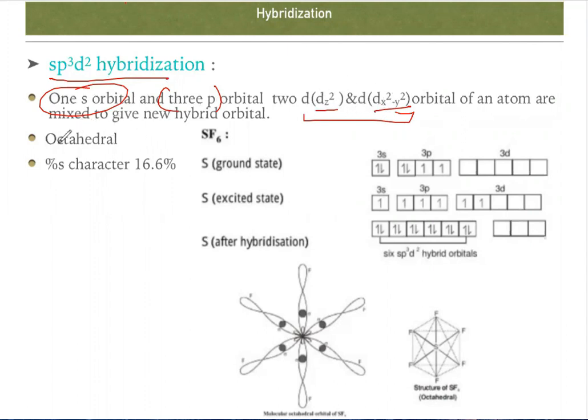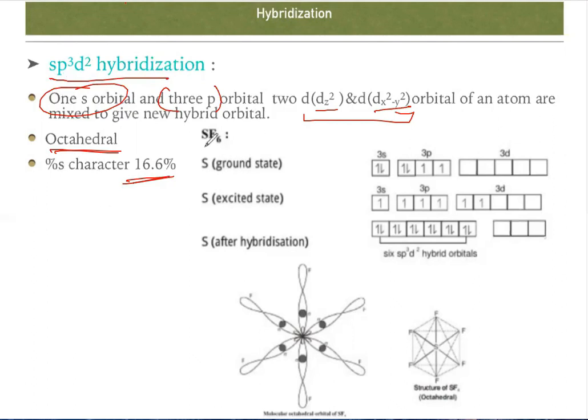Talking about the geometry, it is octahedral geometry. Talking about the percentage of s character, it is 16.6. How do you get it? 100 divided by 6, you will get 16.6. So each of these hybrid orbitals has 16.6% s character.